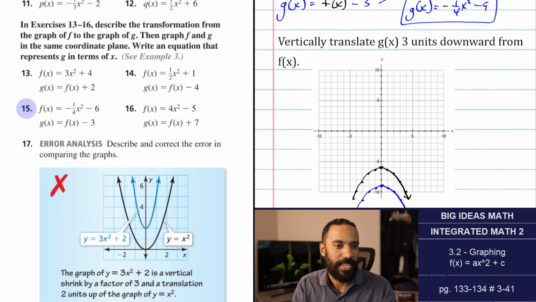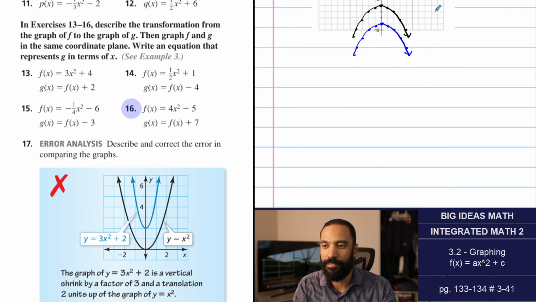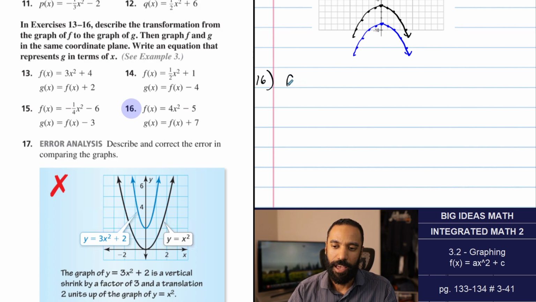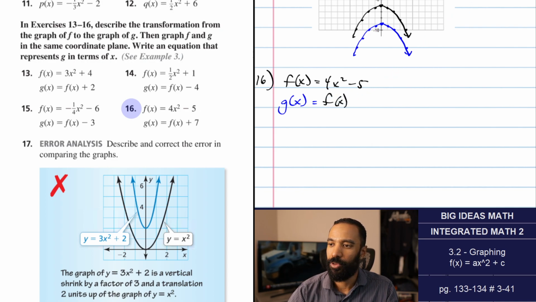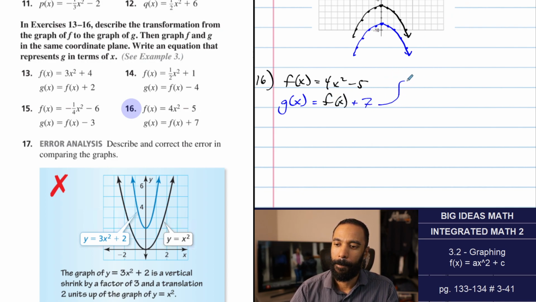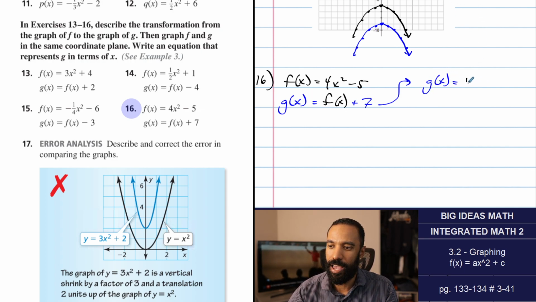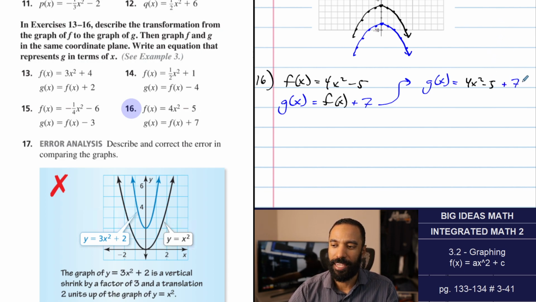And then number 16, y equals 4x squared minus 5. This will be plenty vertically stretched. So number 16, f of x equals 4x squared minus 5. G of x takes the f of x and adds 7 to it. F of x plus 7. So that'll be g of x equals 4x squared minus 5 plus 7. By the way, what I'm writing in black is the f of x.